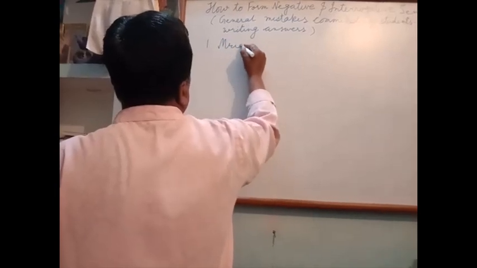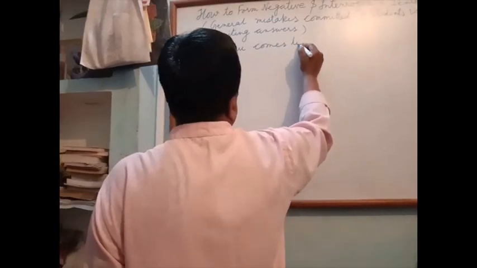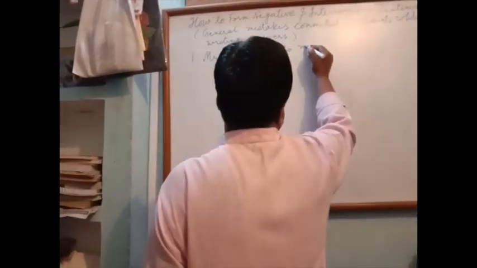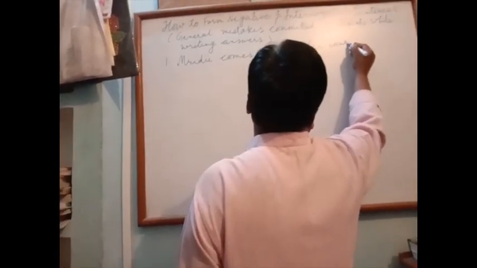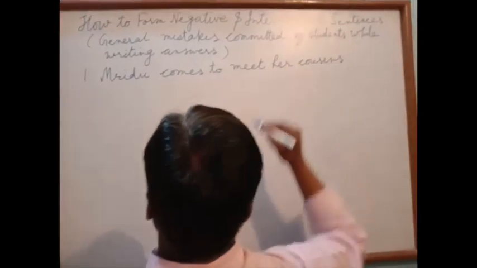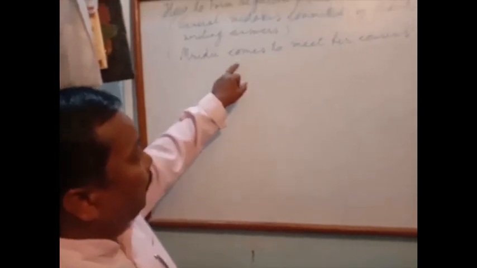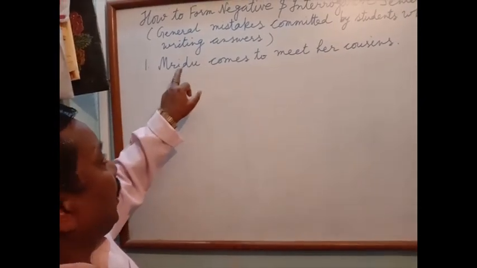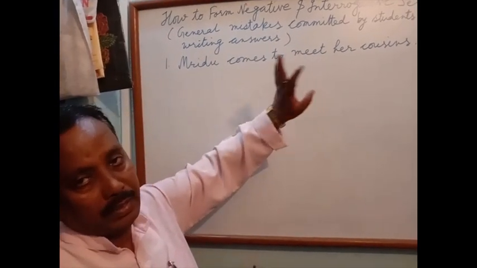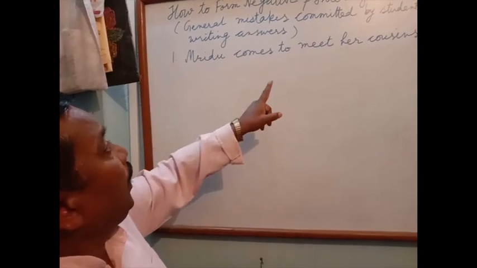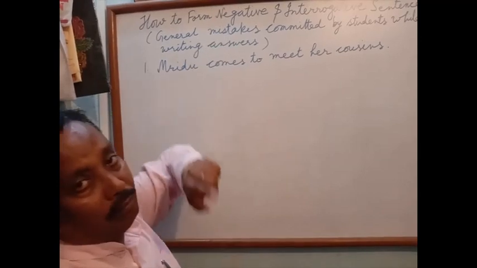Mridu comes to meet her cousins. This is simple present tense. V5 is used here, third person singular number V5. Now we have to make this sentence into negative form.